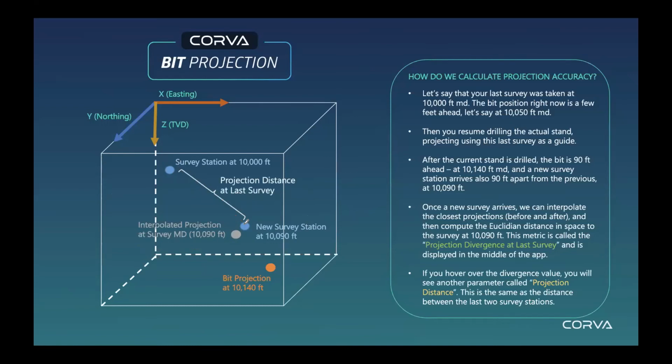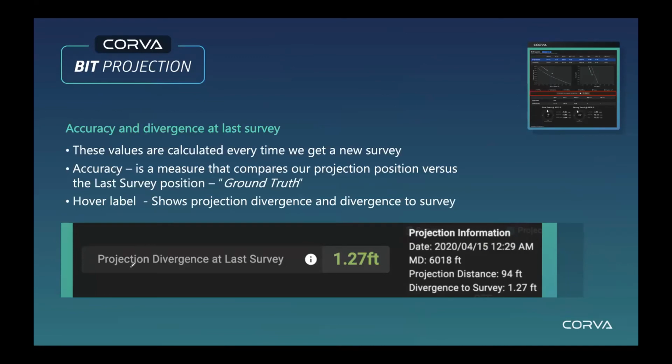So projection distance at last survey. Again, that's what we're displaying here. And that 1.27 feet, which is the hypotenuse of your triangle, Euclidean distance. We also show your projection distance here, and your projection to survey distance.